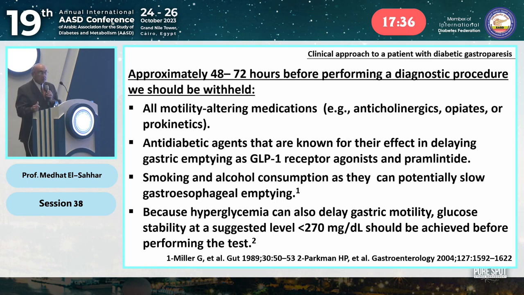Smoking and alcohol consumption has to be stopped. And if the blood sugar is more than 270, I will postpone the test, because high blood sugar will lead to delayed gastric emptying temporarily. So I have to take care of these precautions before I ask for the scintigraphy.